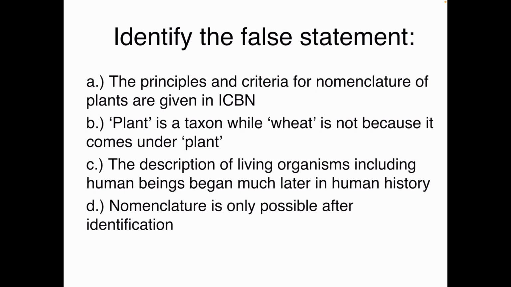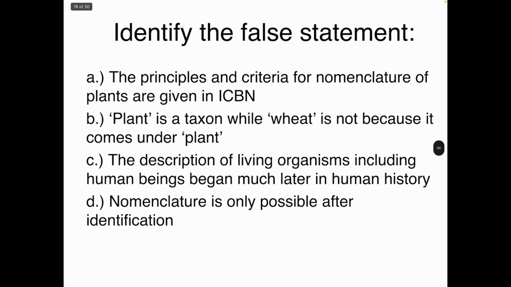Okay, let's get back to our question and the discussion part. If you haven't studied your NCERT in great detail, you will again get stuck in this kind of question. Okay, so let us understand a few things. The principles and criteria for nomenclature of plants are given in ICBN. Okay, this statement is correct, because International Code for Botanical Nomenclature is for plants. I think most of you would easily rule this out as a correct statement.